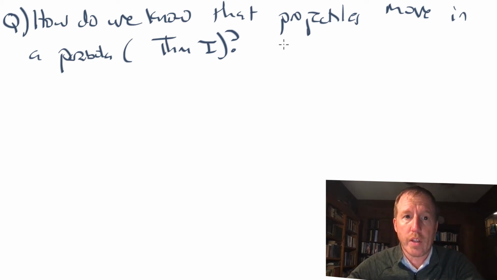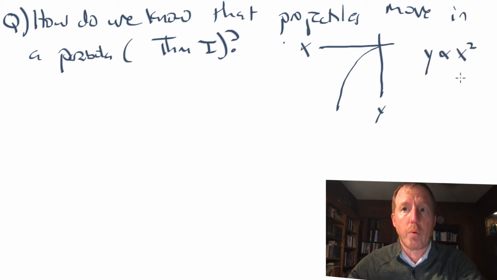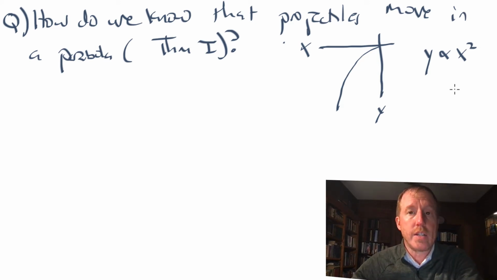If you think the vertical direction is the y direction, and the horizontal direction is the x direction, we might set up a coordinate system where this is y and this is x, so y is going downward and x is going horizontally. Then if it moves in a parabola, that means that y should be proportional to x squared. That's what we mean by a parabola. So he has to somehow demonstrate that the y-coordinate is proportional to the square of the x-coordinate.